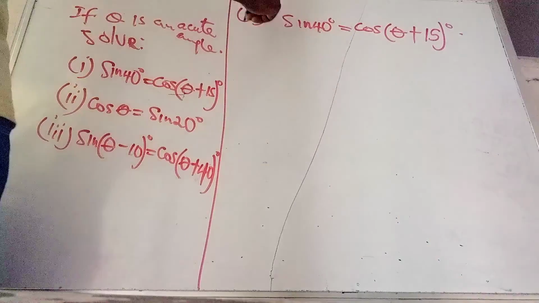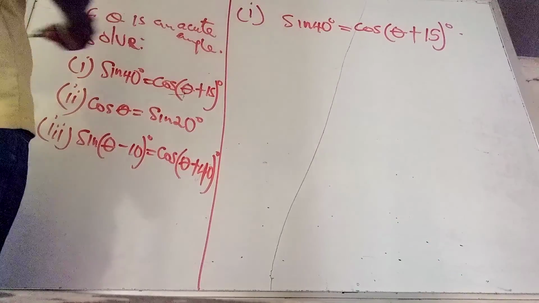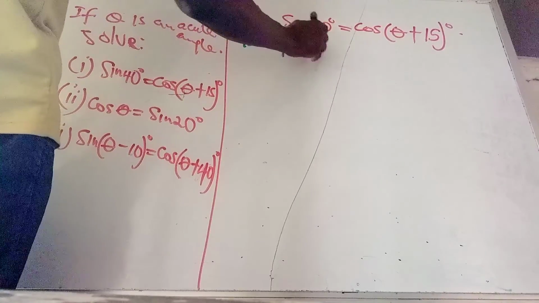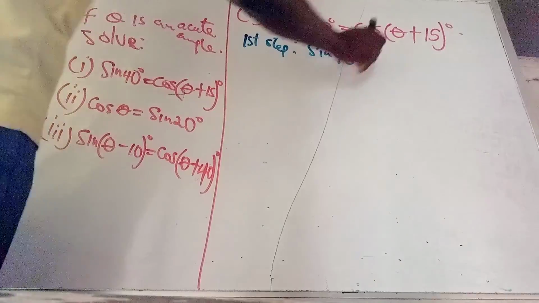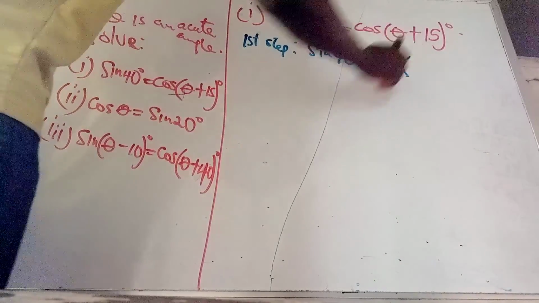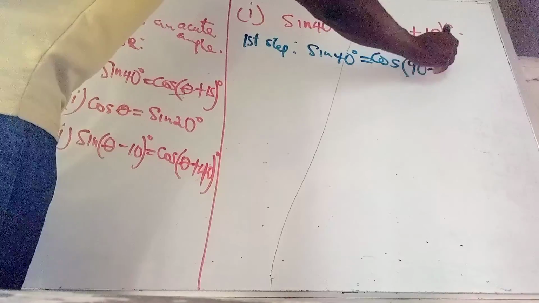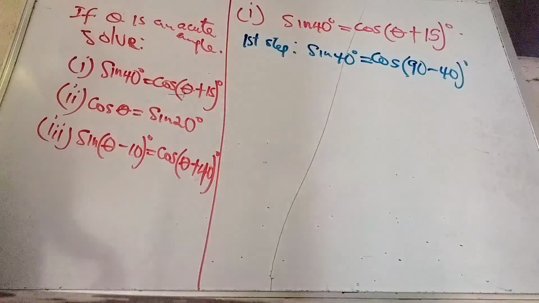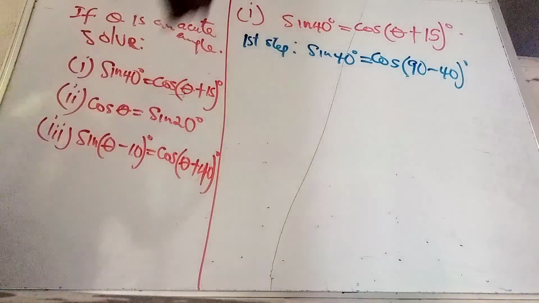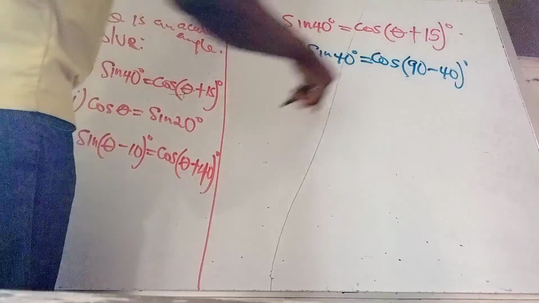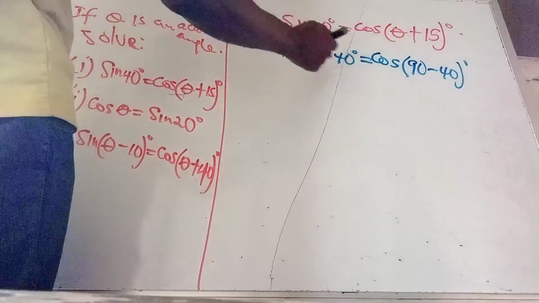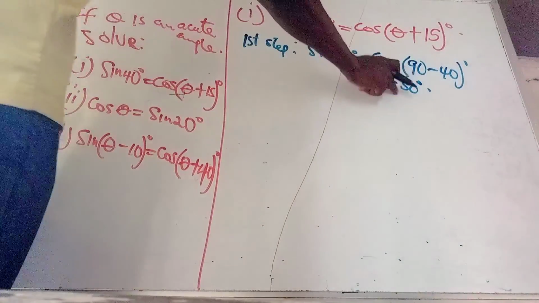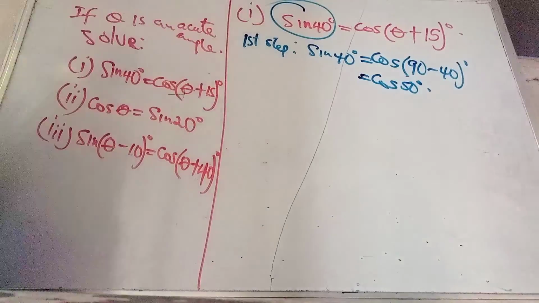Therefore, changing this sine to cos. First step, sine 40 degrees is the same thing as cosine of 90 minus 40 degrees, since 40 plus its complementary will give us 90. All I need to do is subtract 40 from 90 to get the other complementary angle to 40. And that will give me cosine of 50 degrees, meaning that cosine 50 degrees will replace this now.